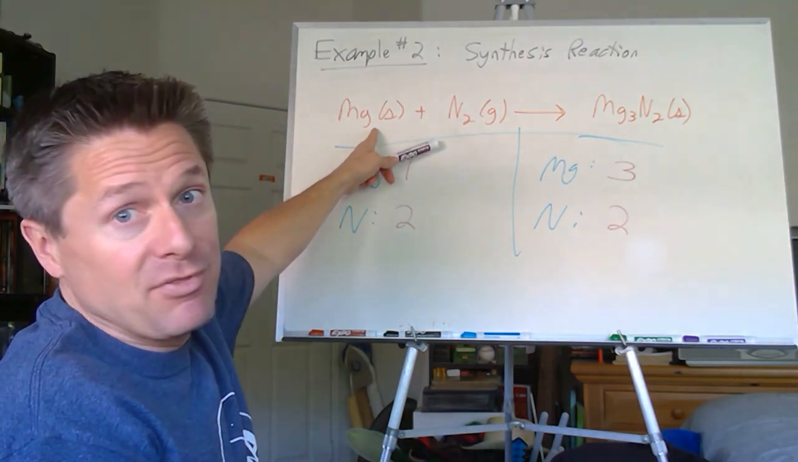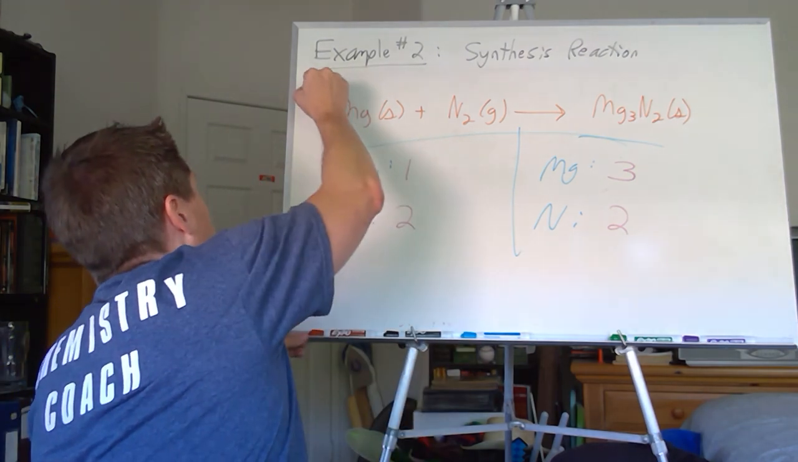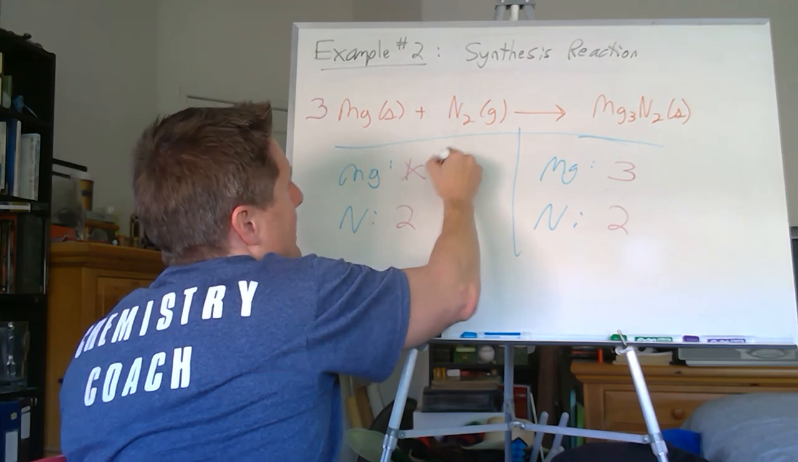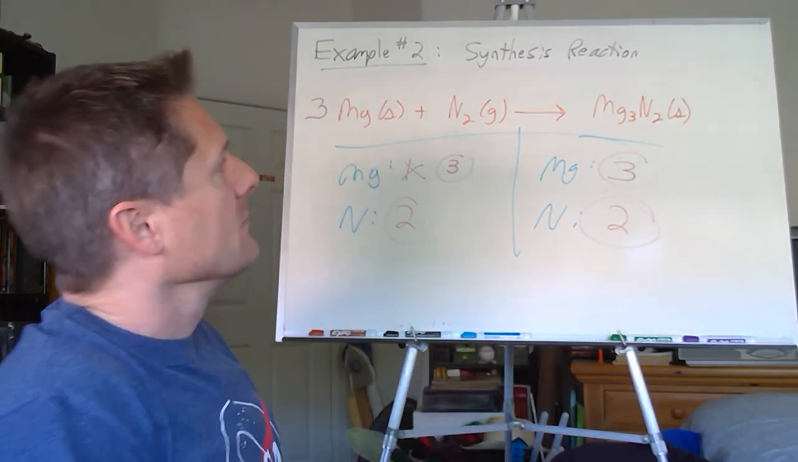I can't do a subscript 3, right? Magnesium's a monatomic element. So if I put a 3 here, 3 times 1 is 3. Now 3 equals 3. 2 equals 2.